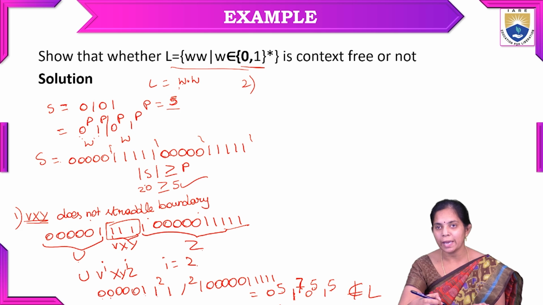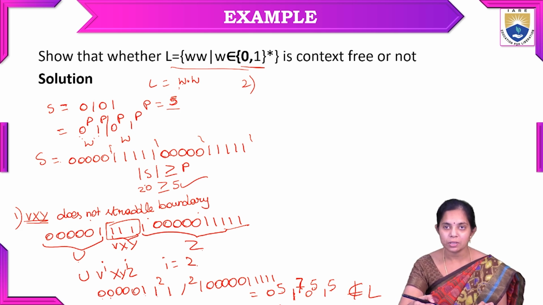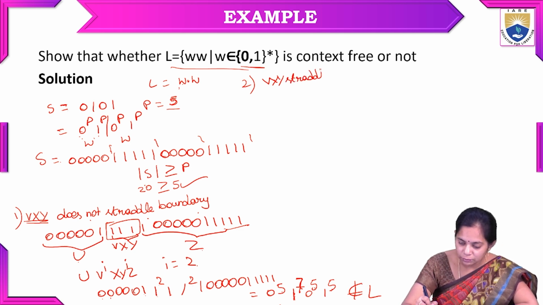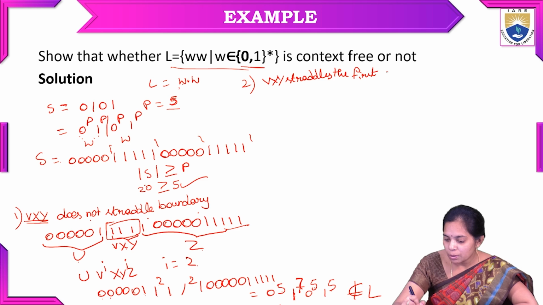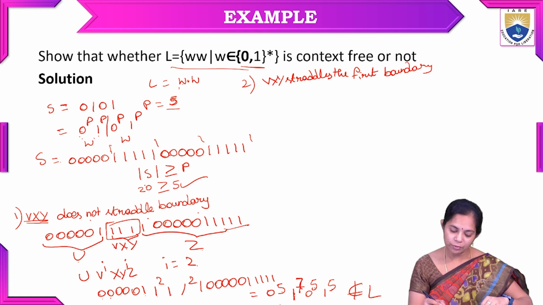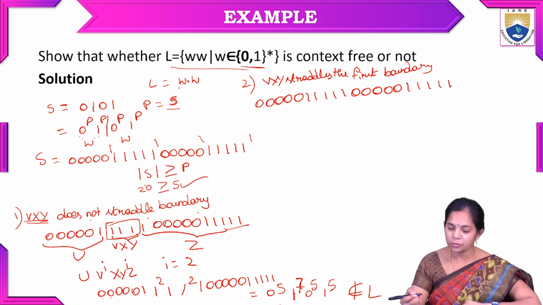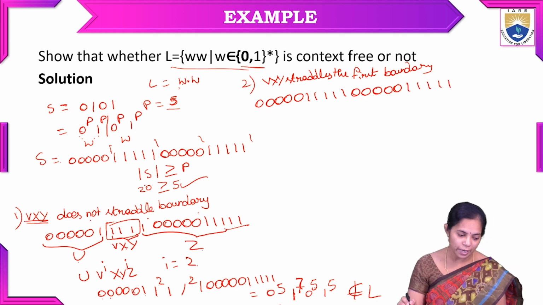And the second case is, we take the v, x, y values within the boundary. Here v, x, y straddles the first boundary. So here we have to take the values. Here I am writing the string as it is, and we will divide this into 5 parts. Within the first boundary we have to divide.